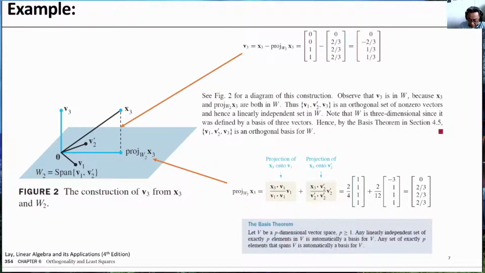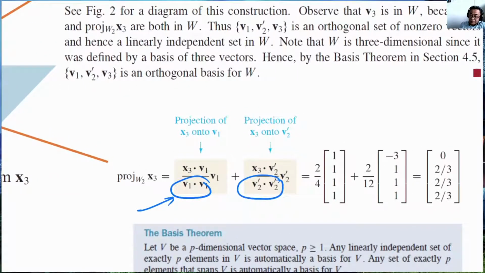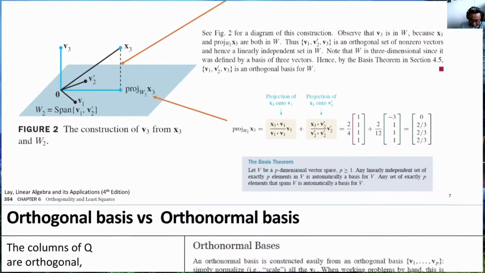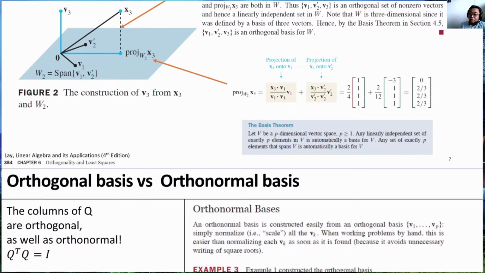You'll notice something here. v1 and v2 are orthogonal vectors. Wouldn't it be very nice if v1 dotted with v1 equals 1 and v2 dotted with v2 equals 1? And if this is so, we have the orthonormal decomposition instead of the orthogonal decomposition. So how do we get the lengths of v1 and v2 to be equal to 1? In the next slide, we'll show you how to form an orthonormal basis from an orthogonal basis.